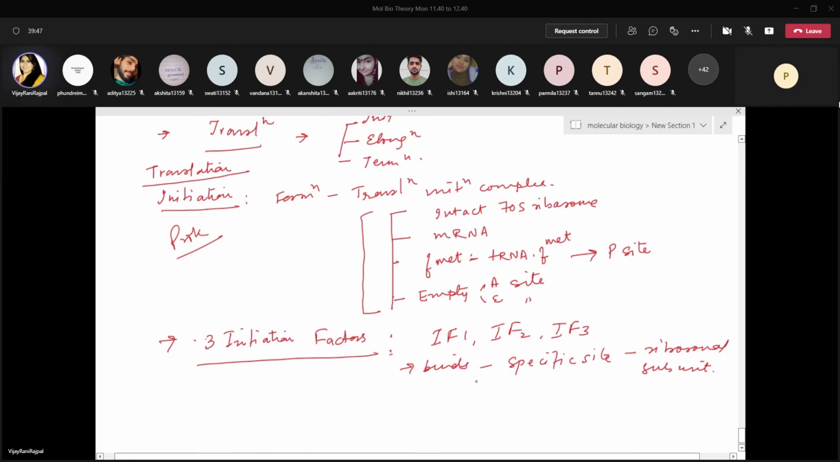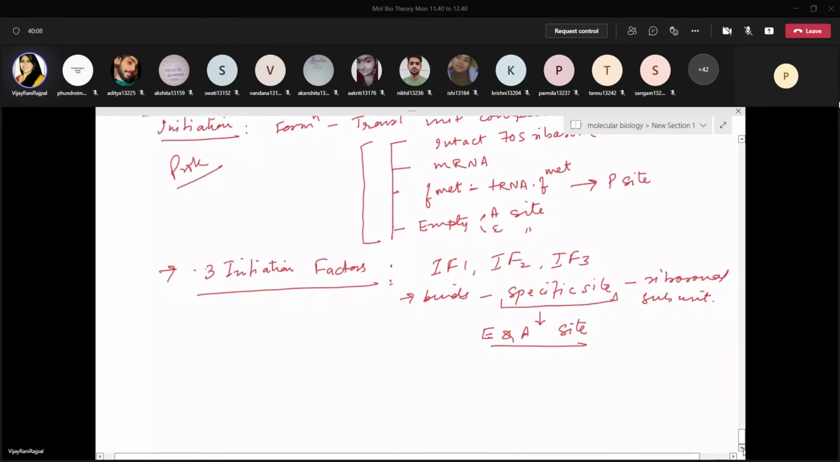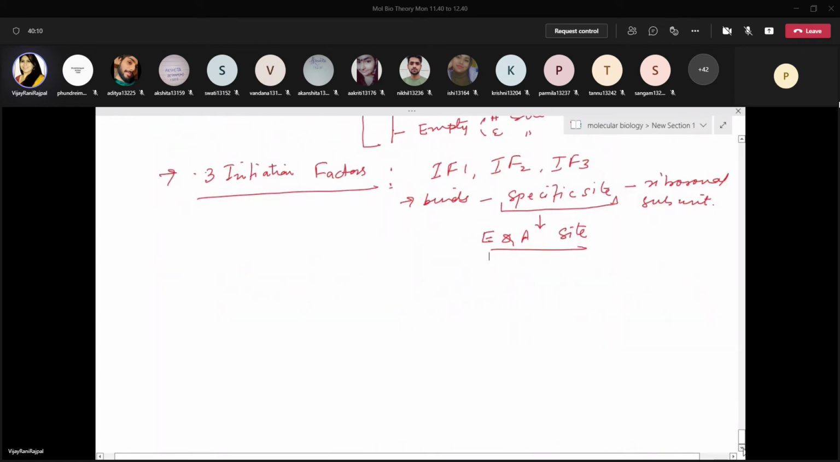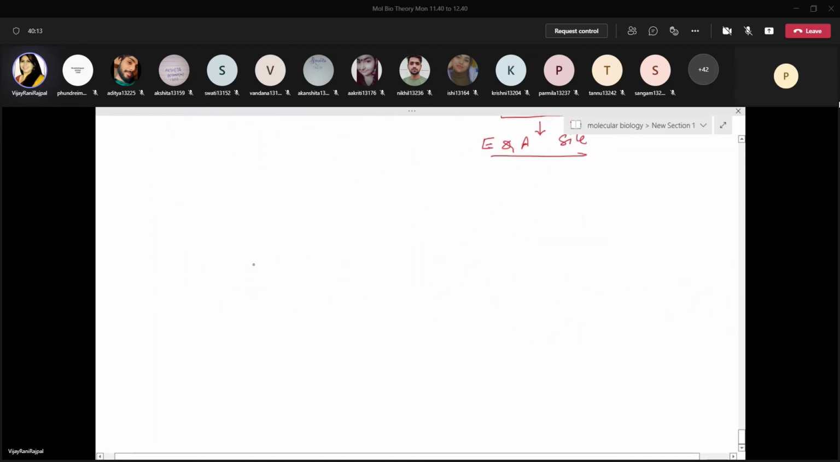The specific sites to which the initiation factors bind will become the E or A site of the ribosome. So that means the initiation factors bind to E and A site only. Okay, let's see where exactly they bind and what their function is.